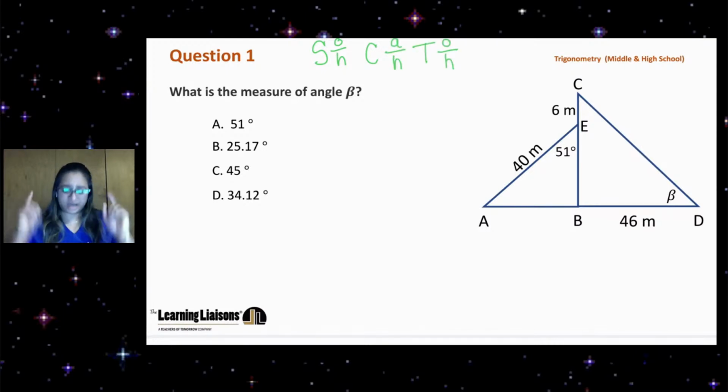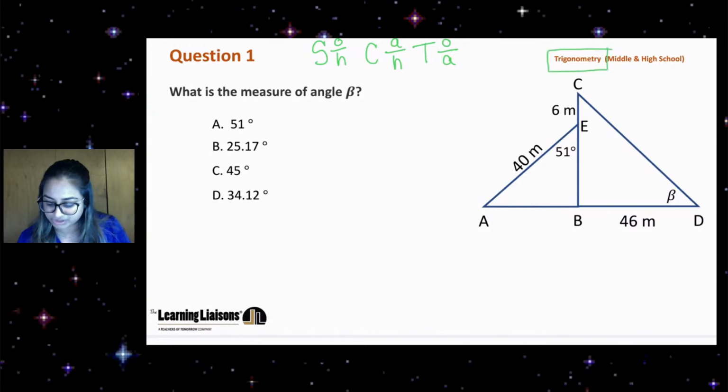Oh yeah, I promised I was going to be better at telling you what type of math we're doing. So today, this question is trigonometry. We can find it in middle, high school, and even college math, right? So trig is one of those things that are widely used. But let's get back to SOHCAHTOA.